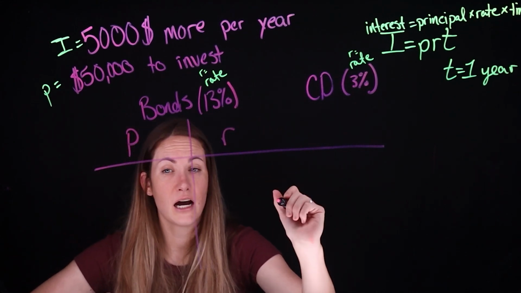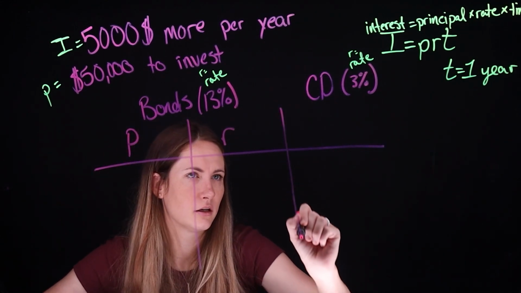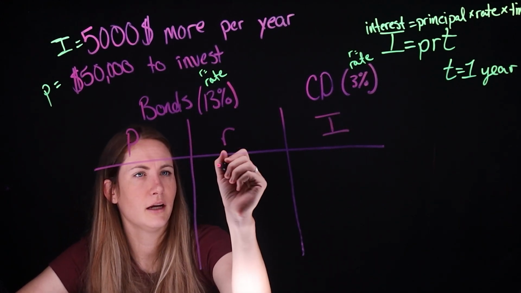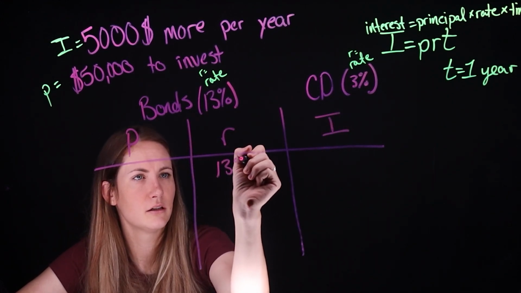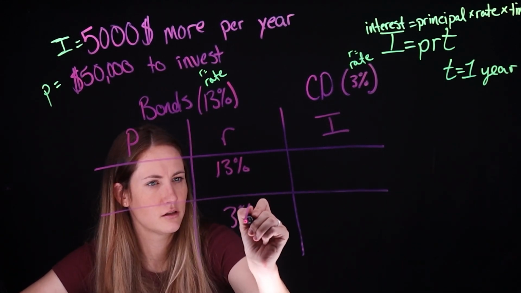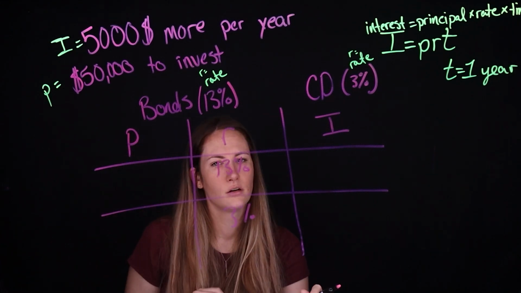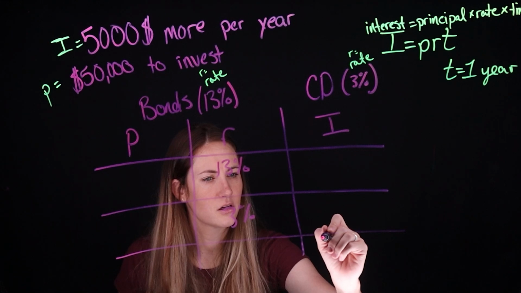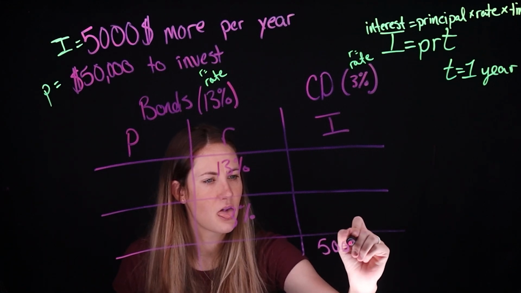Our rate, our time is 1, so I'm not going to put it in here. I'm going to put our I right here. So we're going to have our 13% and our 3%. And then our goal when we finish all this is going to be to have 5,000.